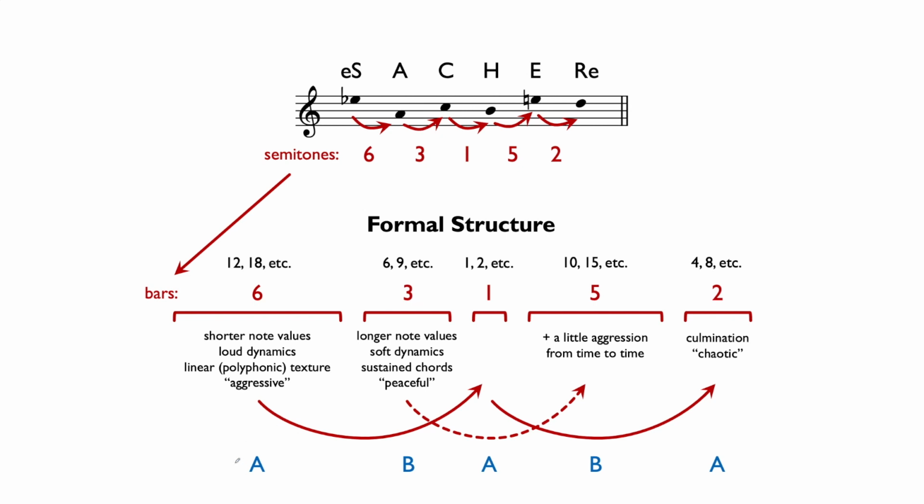By the way, what we created here is a conventional formal structure, A, B, A, B, A. So you can multiply the measures. Instead of 6 measures, you can use 12 or 18 or more, 24, I don't know. Instead of 3, you can use 6, 9, 12. The thing is, keep the proportions.